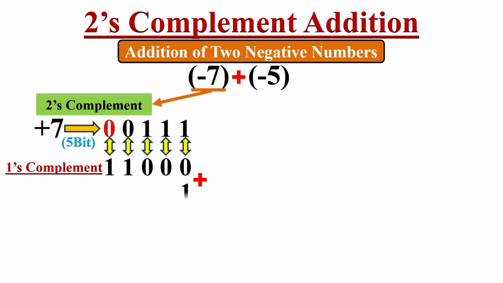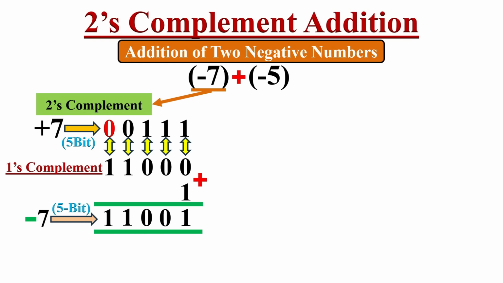Now we will add 1 to this 1's complement number to get 2's complement representation. Here 0 plus 1 equals to 1 and rest of the numbers are brought as it is. The resultant number 11001 is the minus 7 in 2's complement form. Here MSB is 1, which shows negative number representation.